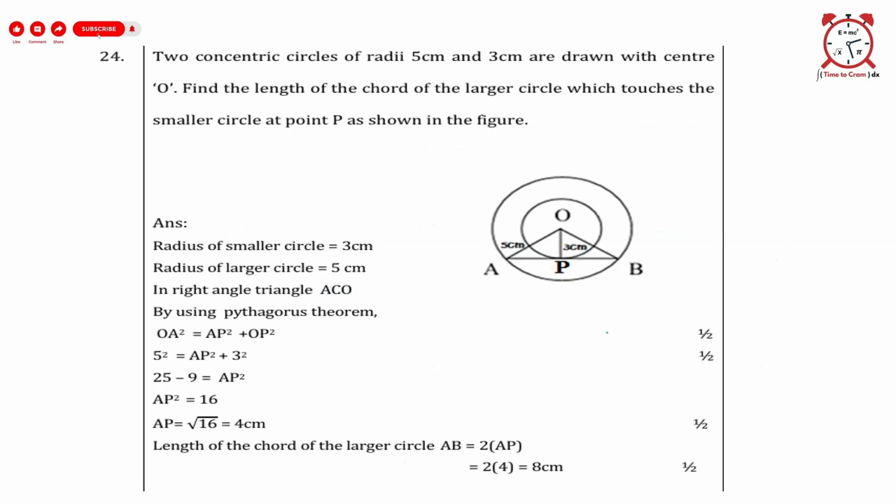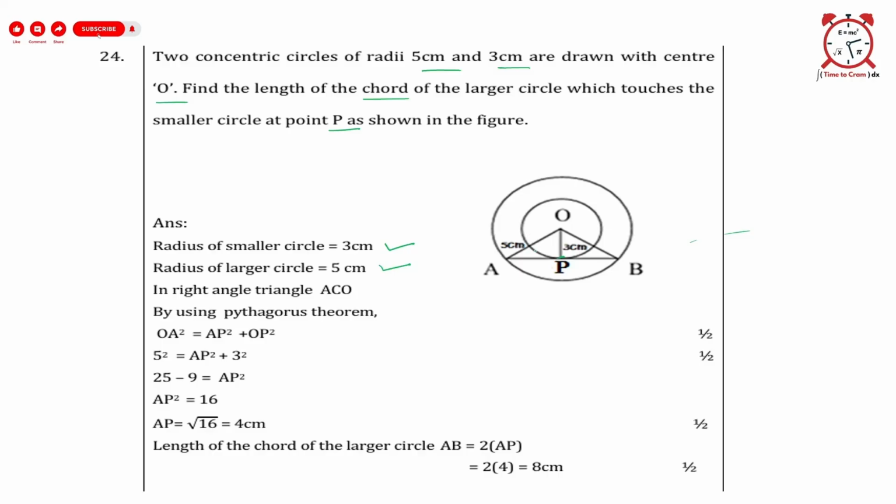Next sum, two concentric circles of radii 5 cm and 3 cm are drawn with center O. Find the length of the chord of the large circle which touches the smaller circle at point P. At point P means here, at this point. Okay. So the radius of the smaller circle is 3 cm. The radius of the larger circle is 5 cm.